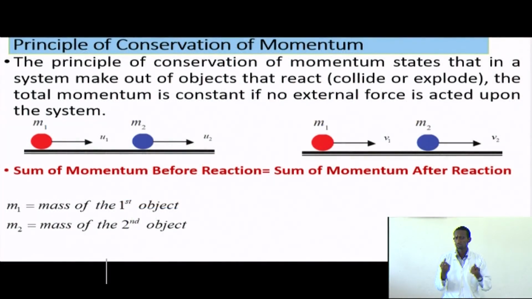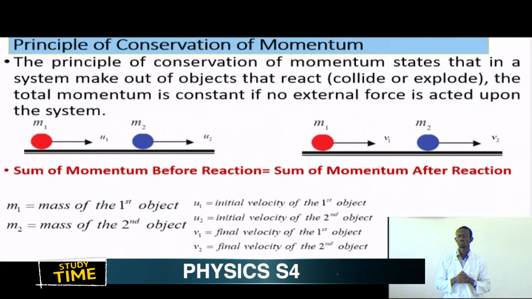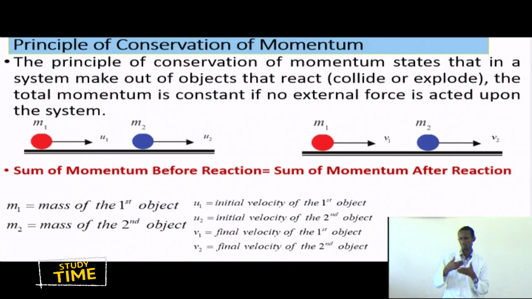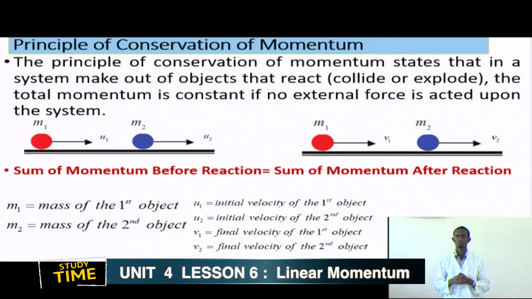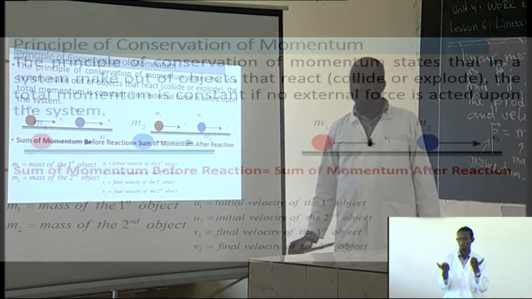before reaction equals the sum of momentum after reaction. This is what we have there. So this is what I've told you. Here it is the initial velocity of the first object, the initial velocity of the second object, and this is the final velocity of the first object and the final velocity of the second object. And then this is the mass of the first object and the mass of the second object.